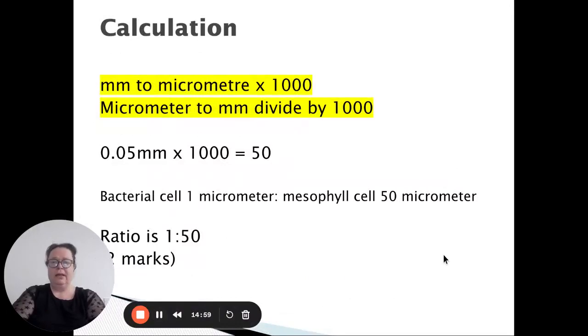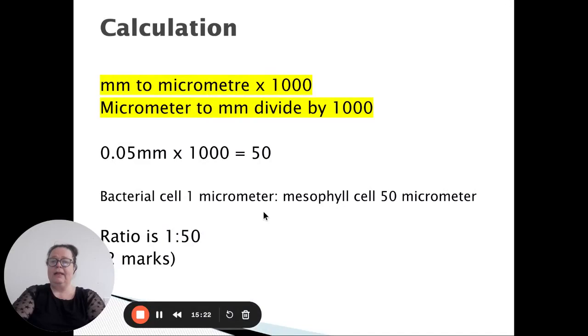Okay, now I've highlighted here how you change from millimeters to micrometers. We're multiplying by 1,000. And micrometers to millimeters, we're dividing by 1,000. If you need to write that down, feel free, pause the video. Okay, here we go. So we changed our 0.05 millimeters, multiplied it by 1,000. It gives us 50 micrometers.